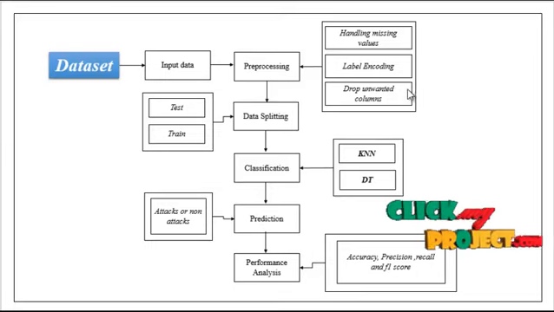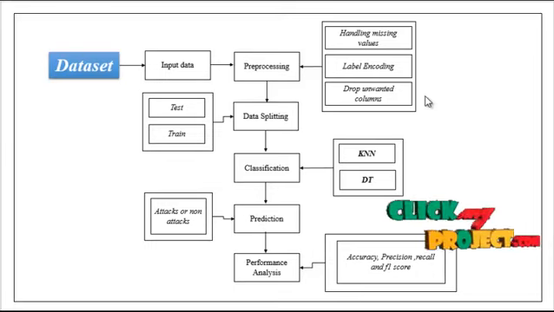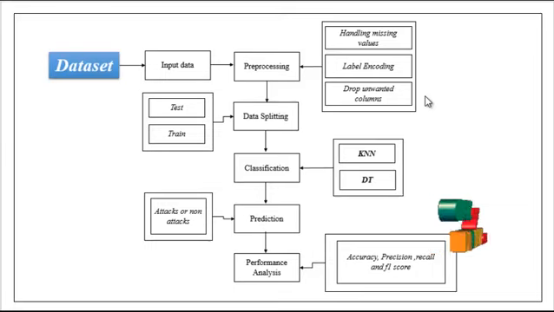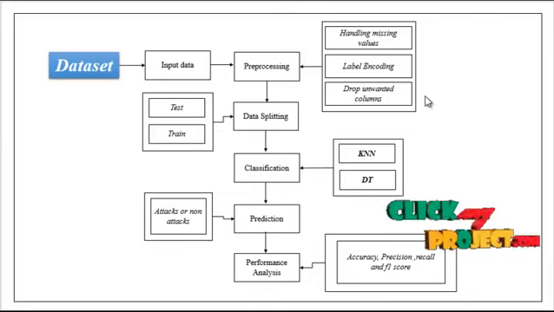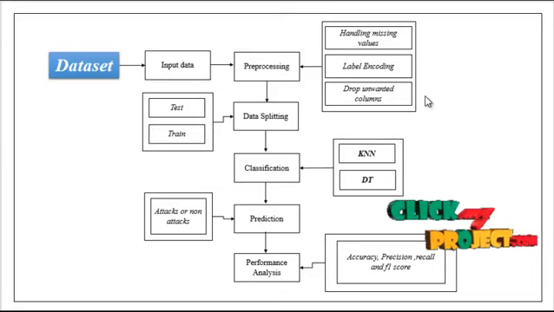After doing the label encoding, dropping unwanted columns will be done. For example, we are giving a lot of attributes, a lot of columns in the dataset, but some of the data columns are not used in the process, so those will be considered unwanted columns. Those columns will be dropped during this pre-processing stage.